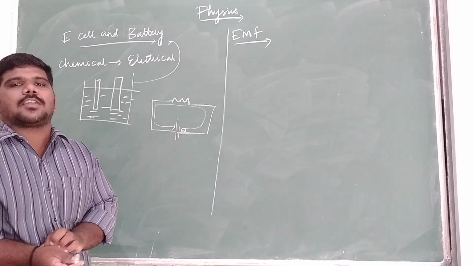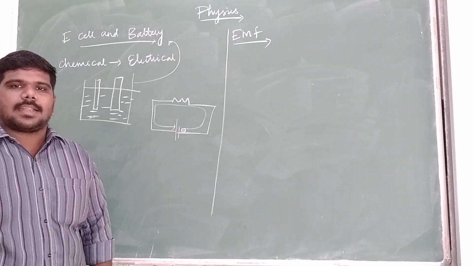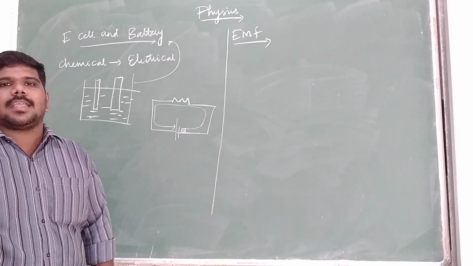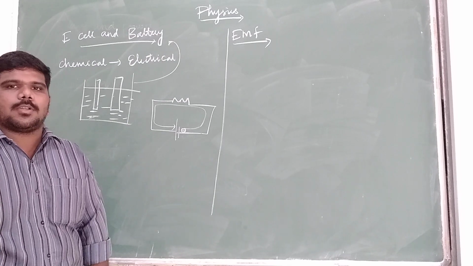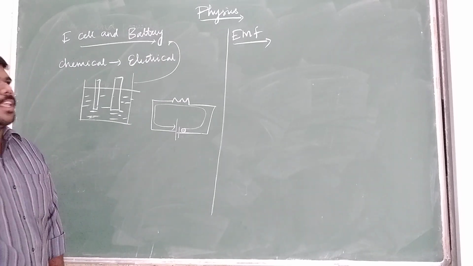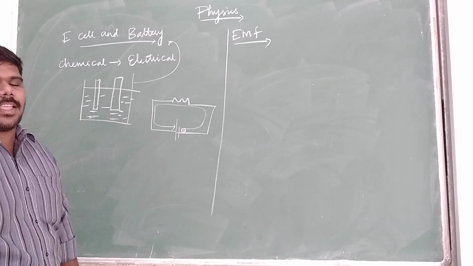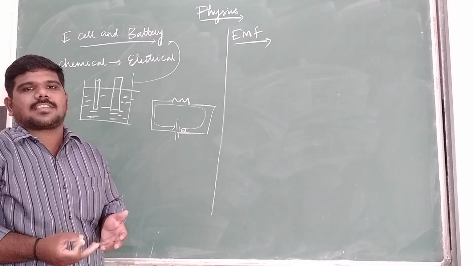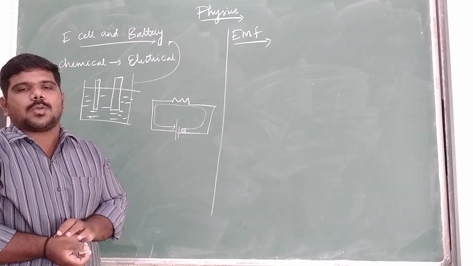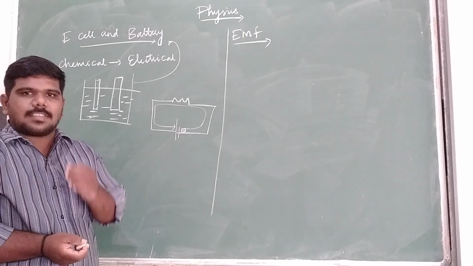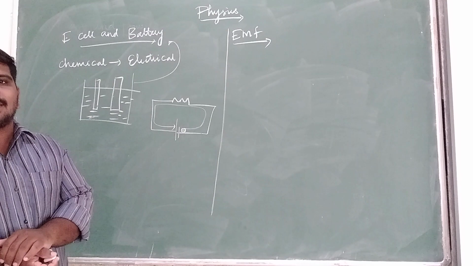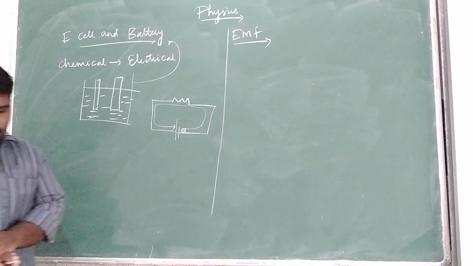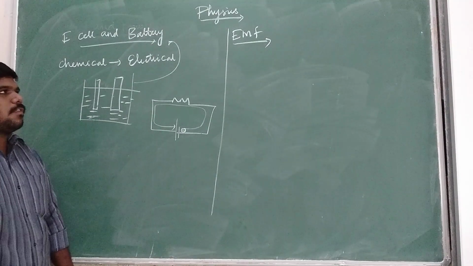Why? Because the battery provides a potential difference. This potential difference moves the electrons from the negative terminal to the positive. What is electromotive force, or EMF? A battery or a cell is a source of electromotive force, or EMF.